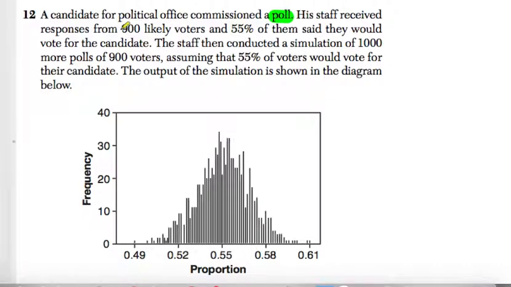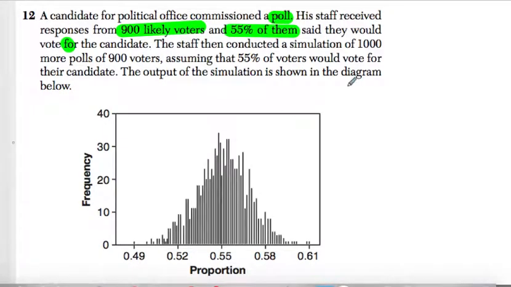His staff received responses from 900 likely voters, and 55% have said they would vote for the candidate. So 55 is for the candidate. I'm going to write that right here. Basically, the n is the sample size. So 900 voters is the sample because it's not the entire population.